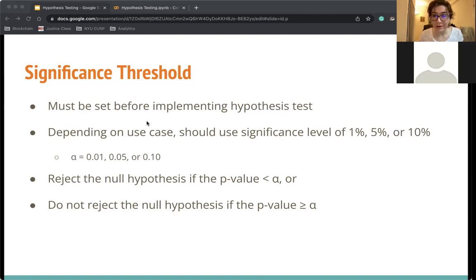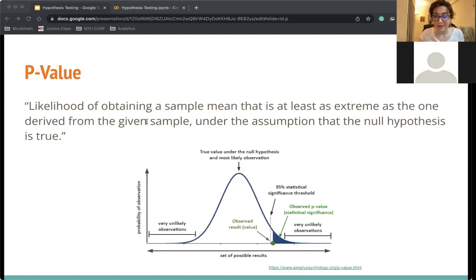And this is just that area under the curve, minus it from 100%. So this would translate to 99%, 95%, or 90%. We use the alpha in the same exact way. We reject the null hypothesis if the p-value is less than the value of alpha, and we do not reject the null hypothesis if the p-value is greater than the alpha. And this is really where it all comes together with this area under the curve.